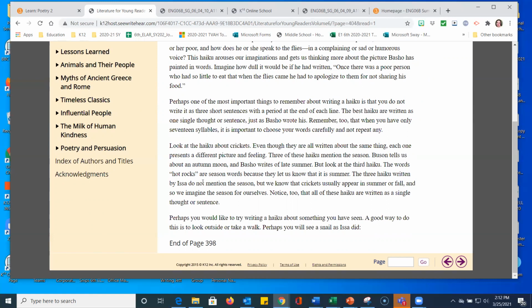The 3 haiku written by Aisha do not mention the season, but we know that crickets usually appear in summer or fall, and so we imagine the season for ourselves. Notice too that all of these haiku are written as a single thought or sentence. Perhaps you would like to try writing a haiku about something you have seen. A good way to do this is to look outside or take a walk. Perhaps you will see a snail as Isa did.